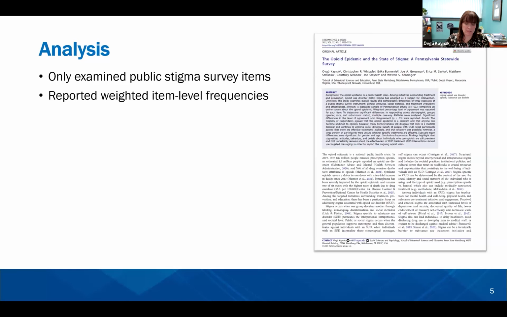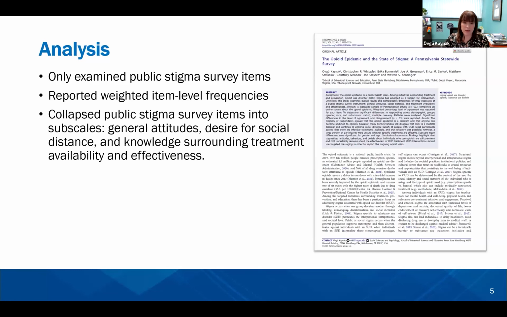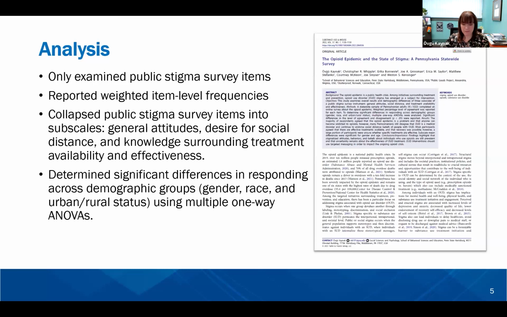So in terms of analysis, we again examined only those public survey items, and we reported the weighted percentage level of agreement for each survey item. We also then collapsed the public survey items into subscales. So we had 3 different subscales: general attitudes, desire for social distance, and then knowledge surrounding treatment availability and effectiveness. And then we determined significant differences in responding across demographic groups, so gender, race, and urban-rural status, and we used multiple one-way ANOVAs for that.